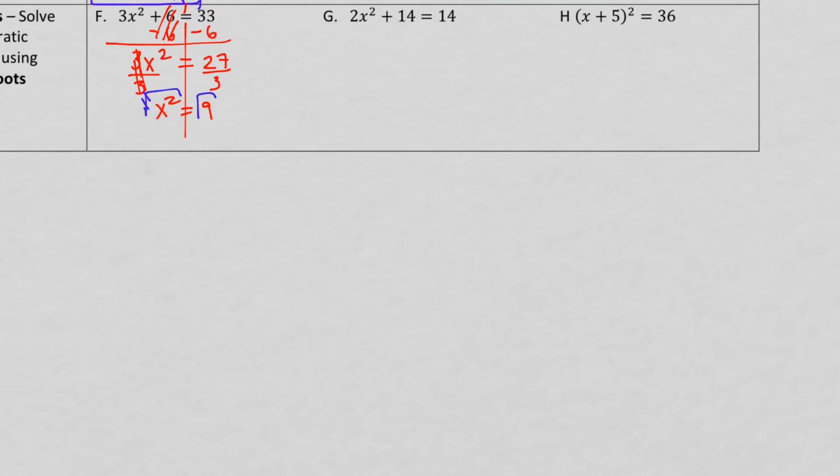Again, the square root cancels out the square. So x equals, and I have to account for both cases, plus and minus. And what is the square root of 9? Well, the square root of 9 is equal to 3. So in this case, x equals 3 and minus 3. And I just solved my quadratic equation by taking square roots. Again, pause the video and try example G.